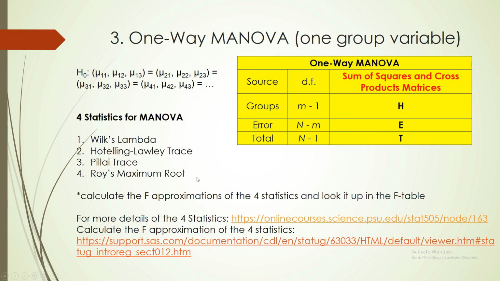Now, after we calculate these statistics, we need to use them to calculate an F value. In this case, it's not an exact F value, it's more an approximation of the F value. And we can take these values to the F table to see whether or not the H is significantly bigger than the E. Calculating these values can be very easily done in the RStudio environment. But if you like to look at the mathematical way of calculating these, we have a website here that shows you how to calculate these statistics using these H and E matrices.